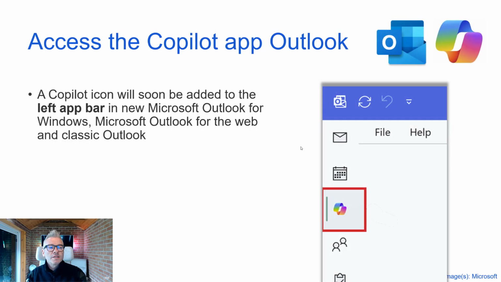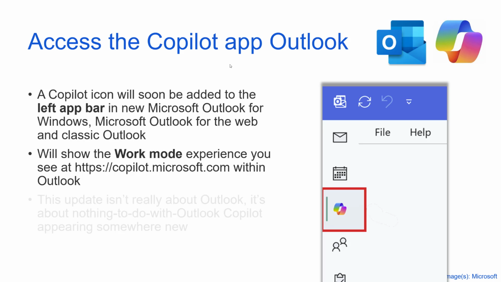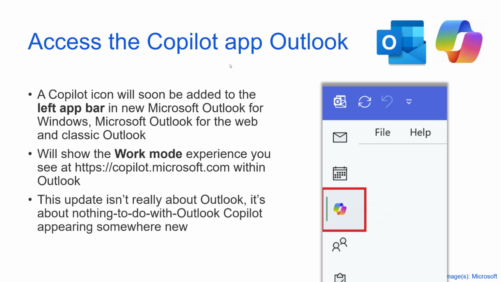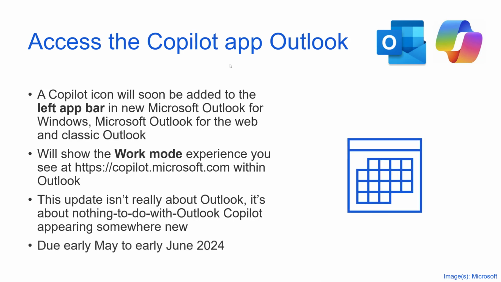Okay, next up we've got access to Copilot app in Outlook. I'm going to tell you straight away that this is not really about Outlook. This is just somewhere else for Copilot to appear. You can see where it's going to appear there in Outlook. The experience you get is the same as if you went to copilot.microsoft.com and then used the little slider for your work experience. That is what you're going to see inside Outlook. So it's not really about Outlook at all. It's more about just Copilot surfacing somewhere else. And folks, you should see that by early May.